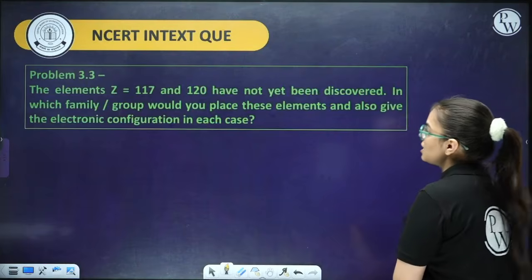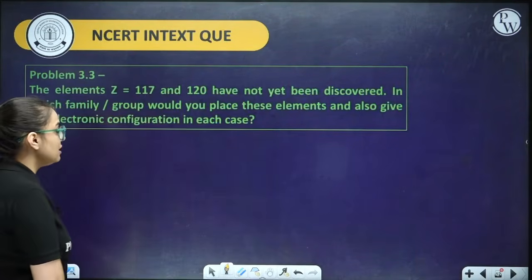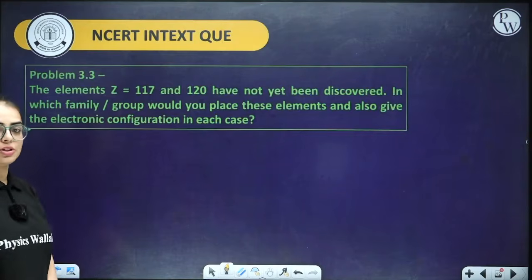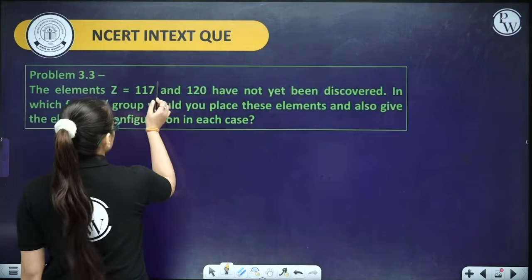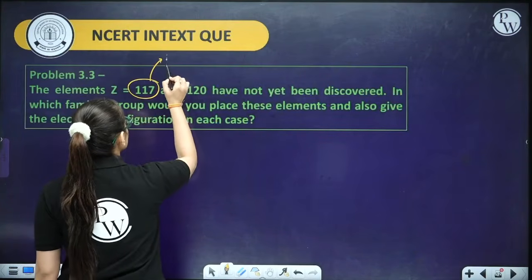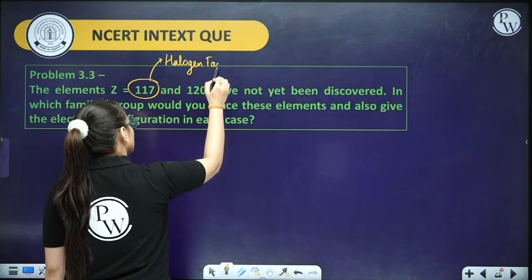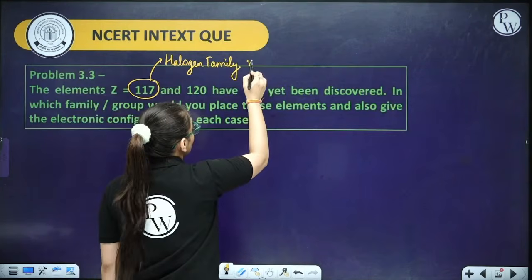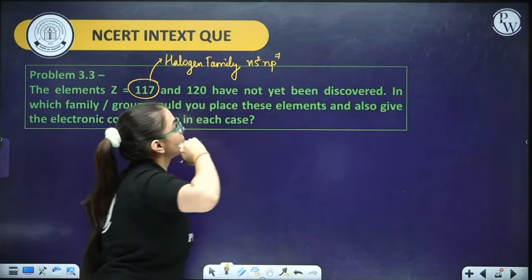That's great. Next question. Problem 3.3: The elements Z = 117 and 120 have not been discovered yet. In which family or group would you place these elements, and also give the electronic configuration in each case? It's very simple, students. Element 117 belongs to the halogen family. So it will have the same electronic configuration as the halogen family, that is ns2 np5.